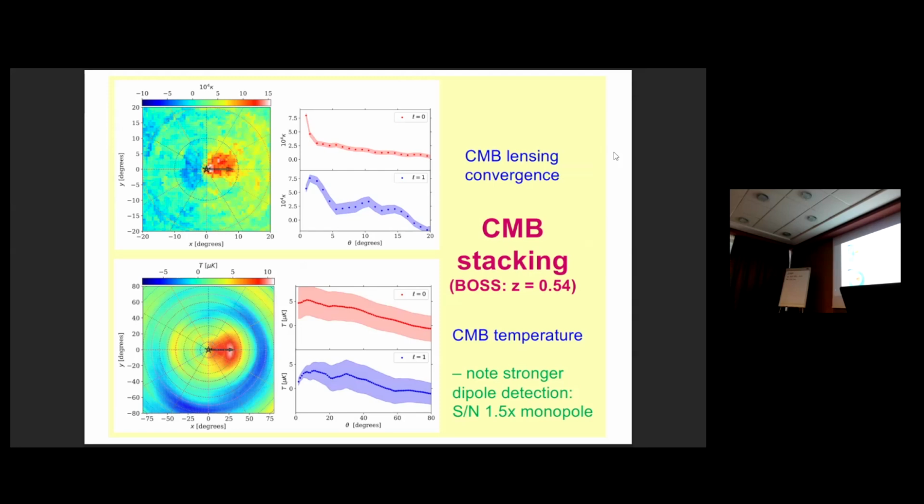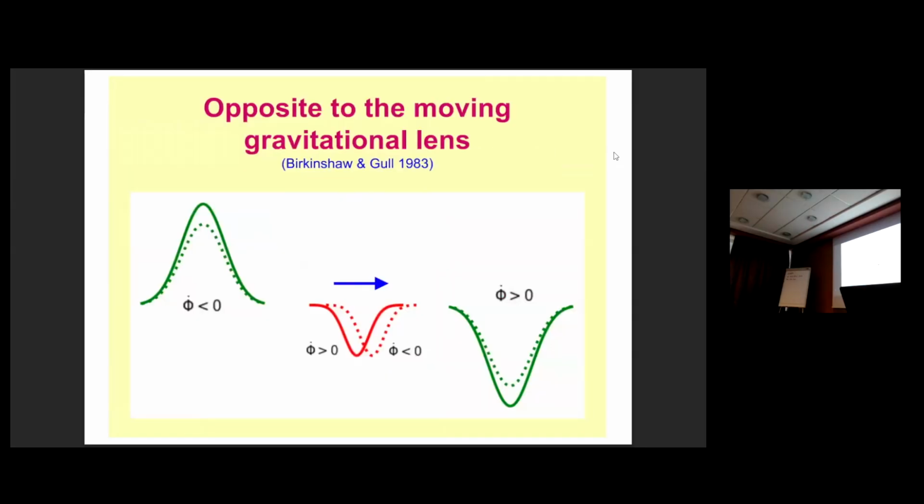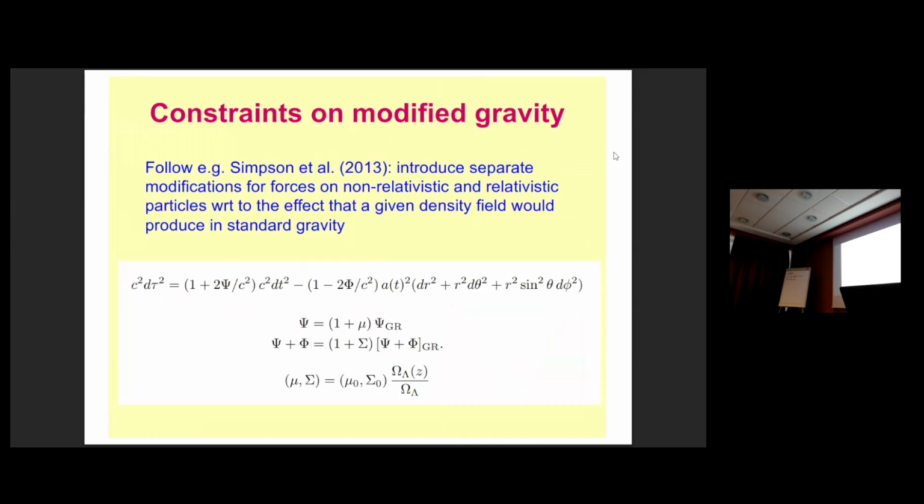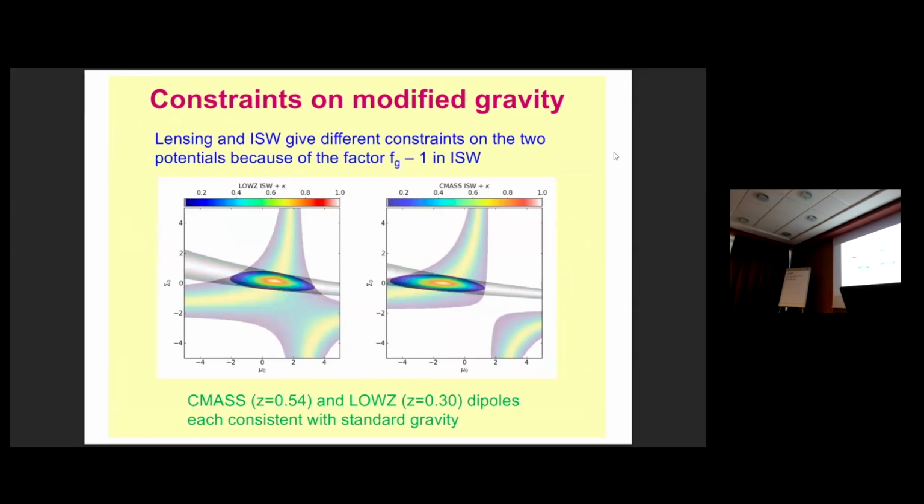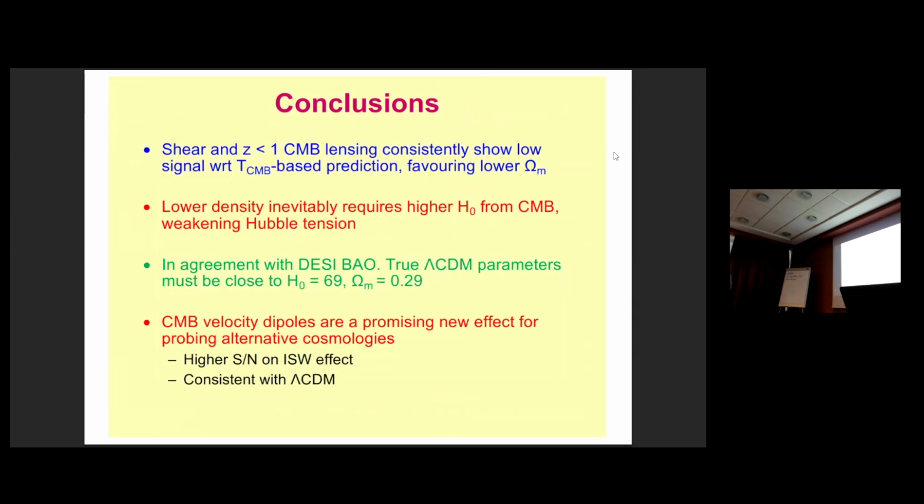The level of these signals is consistent with lambda CDM at low density, at this fiducial 0.3 density. You can use that information to constrain theories of modified gravity. There's some parameter plots on that, but perhaps given the time, I won't dwell on the details. But what I want to emphasize is that, first of all, putting all this CMB lens information together is really favouring this lower density universe that particularly DESI is trying to give to us.